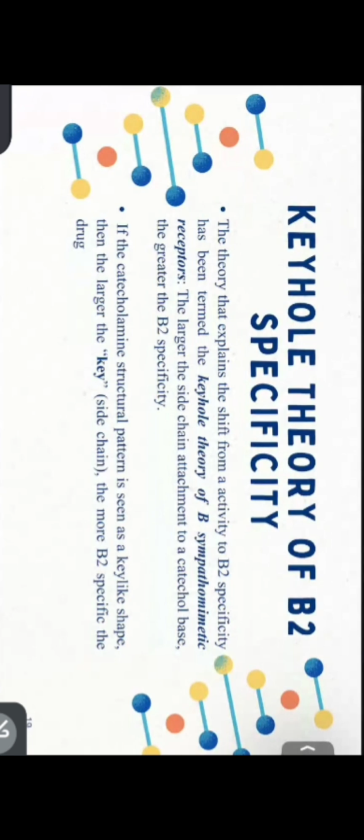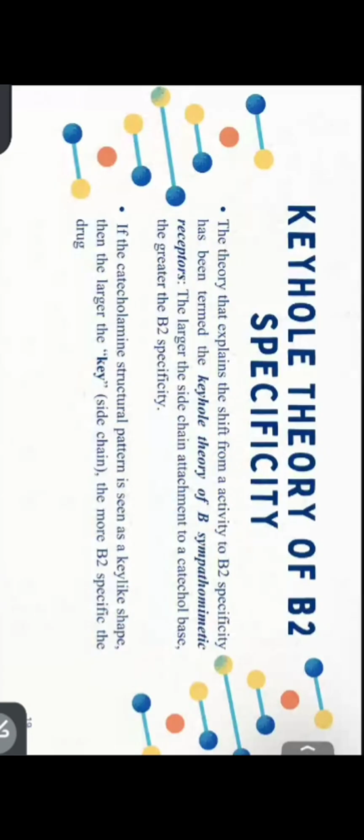Now we proceed to the keyhole theory of beta-2 specificity. The theory that explains the shift from alpha activity to beta-2 specificity has been termed the keyhole theory of sympathomimetic receptors. So basically, ang sinasabi lang dito sa theory na to is that the bigger the side chain will always result to a more beta-2 selectivity, and from that, mag-result yun into better airway effects. So, the larger the side chain attachment to the catechol base, the greater the beta-2 specificity.